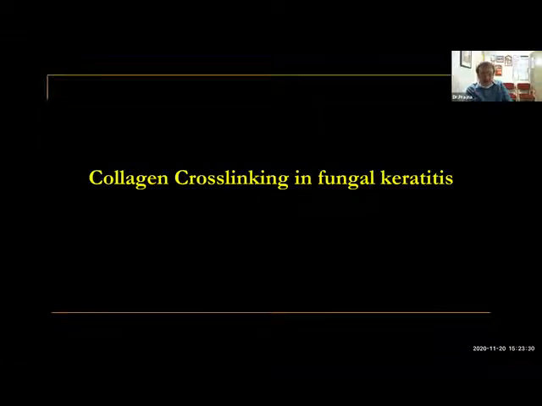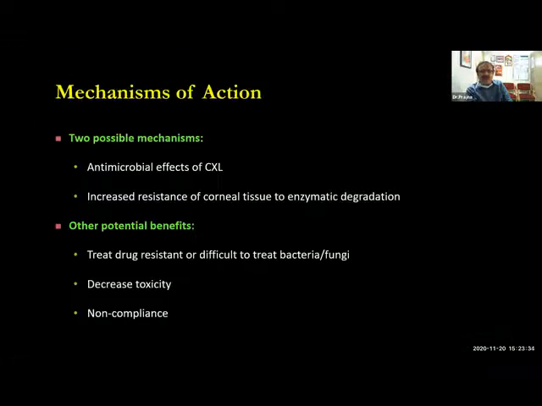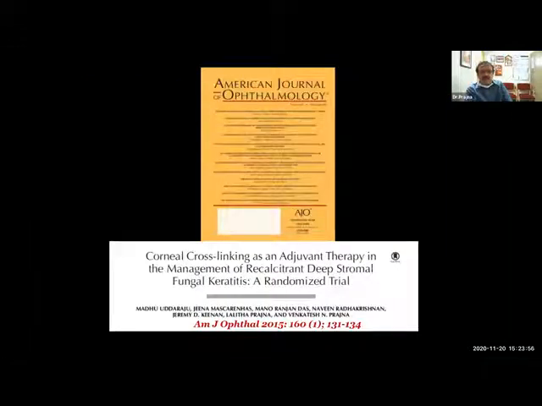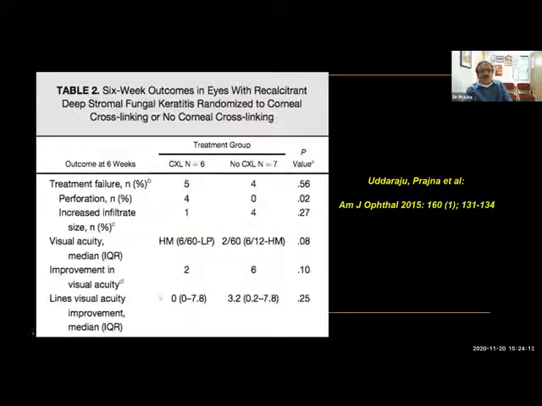The next part of my work has been in cross-linking in fungal keratitis. We know that there are two mechanisms. One, the antimicrobial mechanism, and the second is the anti-inflammatory mechanism, where it sort of strengthens the collagen. We have just finished doing the study called the Cross-linking Assisted Infection Reduction study. We just published results of this. But the initial part of it was, we were doing it in 2015. We wanted to see whether if we just add cross-linking to the standard antimicrobial care in fungal keratitis, was it any useful? But what we found was, in the cross-linking group, there were significantly more perforations than in the non-cross-linking group.